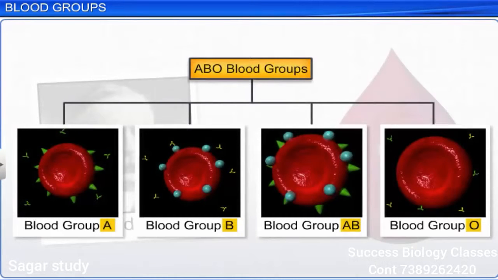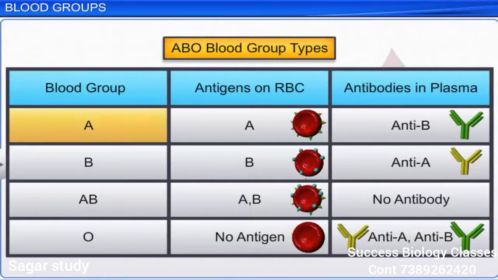Apart from antigens, anti-A and anti-B antibodies are naturally present in the plasma of humans. However, the presence or absence of a particular type of antibody depends on the antigens on the RBCs. For example, individuals with A blood group have A antigen, and hence the anti-B antibody is naturally present in them.